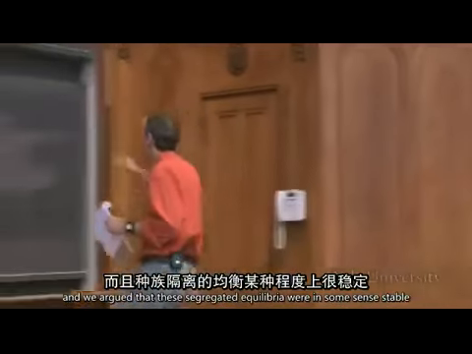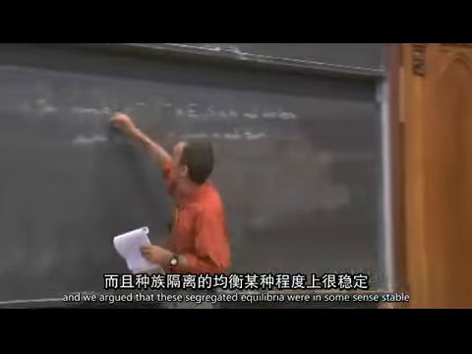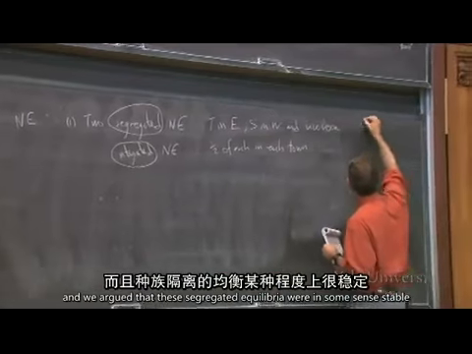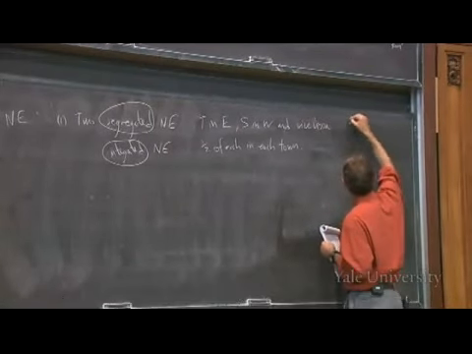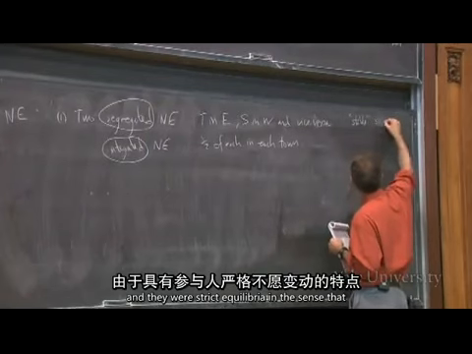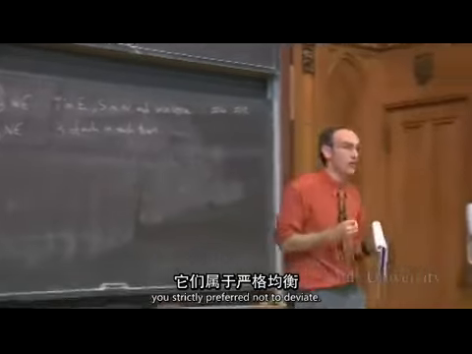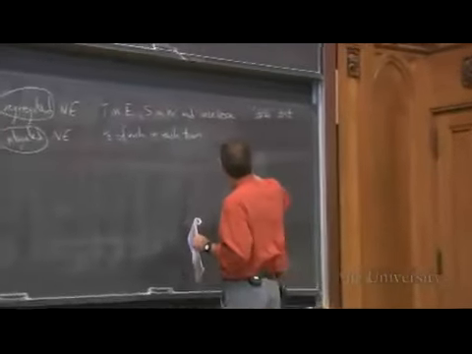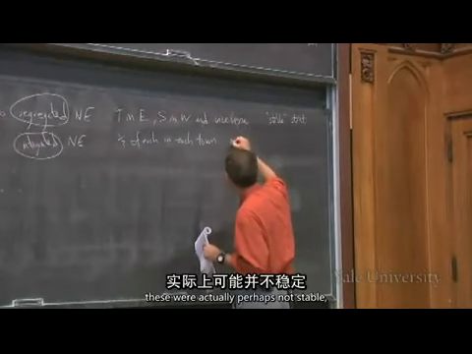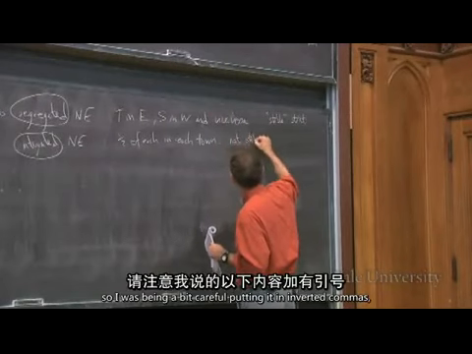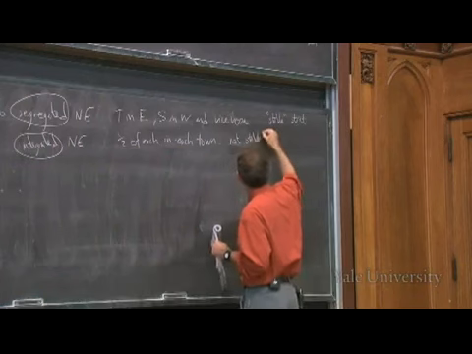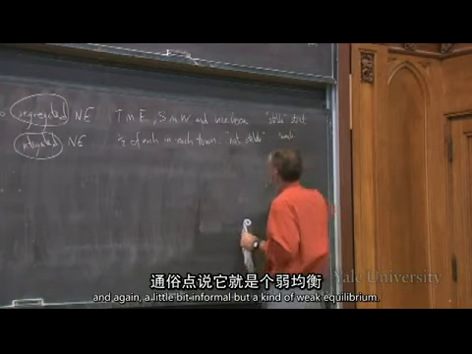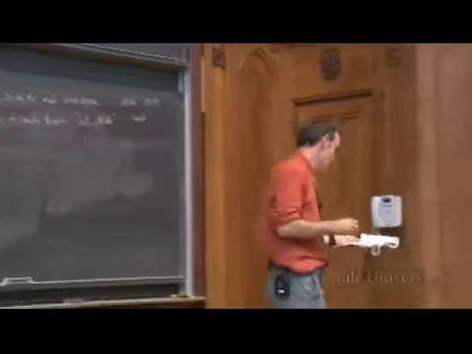And we argued that these segregated equilibria were in some sense stable, and they were strict equilibria in the sense that you strictly preferred not to deviate. Whereas these integrated equilibria were perhaps not stable, and again, I'm not being formal here, so I have to be careful, I'll put it in inverted commas. And again, a little bit informal, they're kind of weak equilibria.